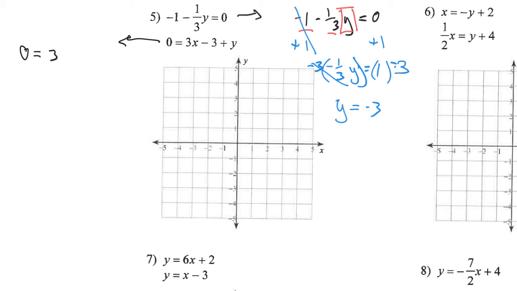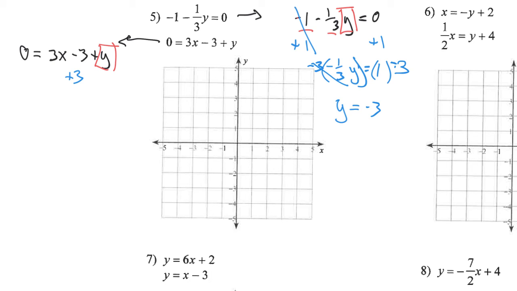So I have 0 equals 3x minus 3 plus y. So wherever that y is, I want to remove the other things. So I'm going to add 3 to both sides. Or maybe I could just subtract that y. So I have two options.